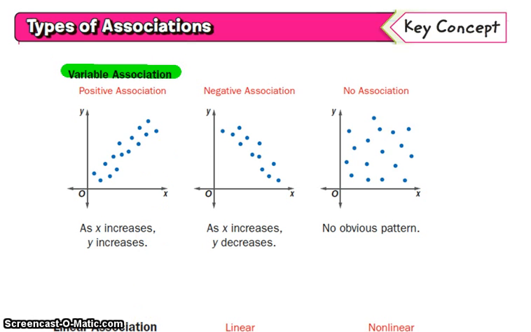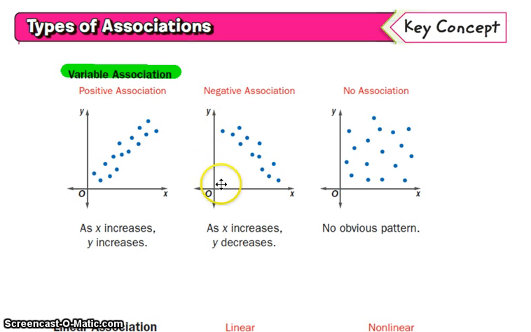Variable association looks at: do we have a positive relationship? Do we have a negative relationship? Or we could have no relationship at all. What a positive relationship or association means is as your x increases, so does your y. So whatever you have along the x-axis, as it gets bigger, so does your y value. If you take a look, you can see these are going uphill. So this is a positive association.